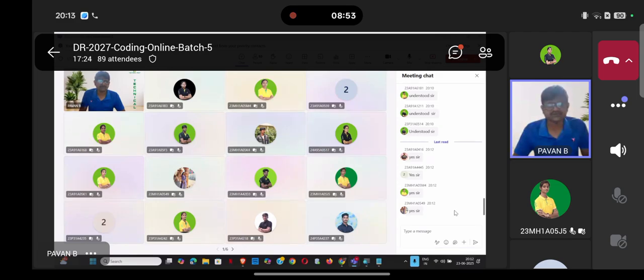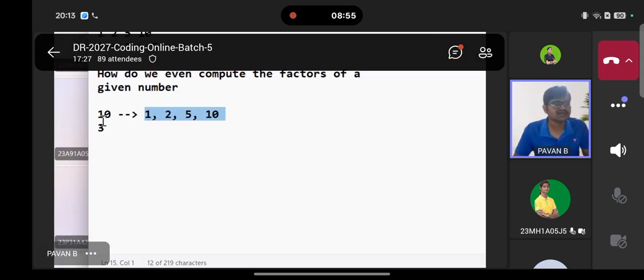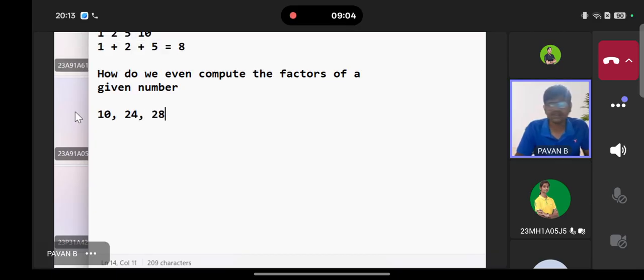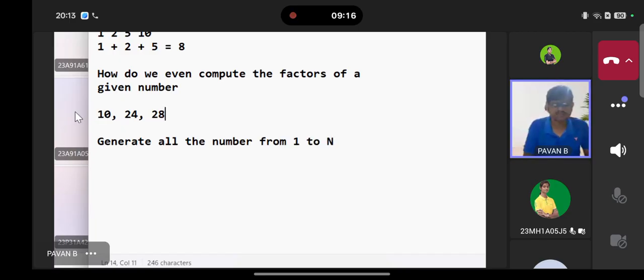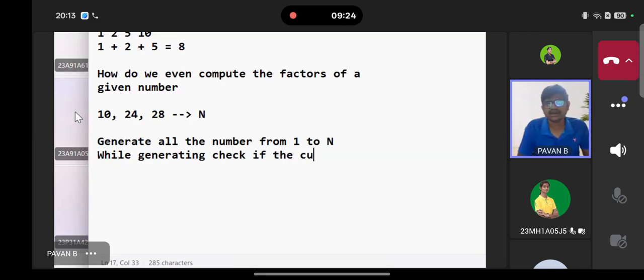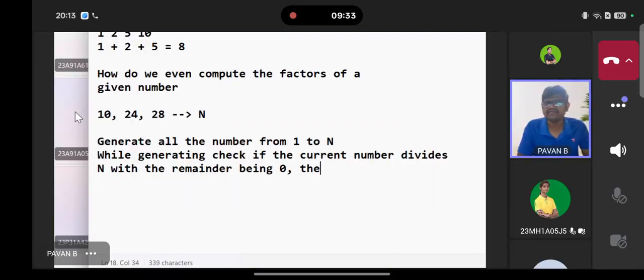So from this, we frame our logic. It doesn't matter whichever number is given. The number can be 10, 24, or a perfect number like 28. I have one approach: generate all the numbers from 1 to n, and while generating, check if the current number divides n with the remainder being 0. Then it's a factor.